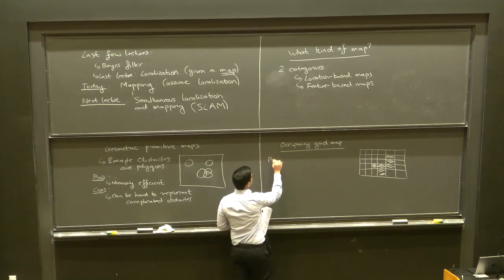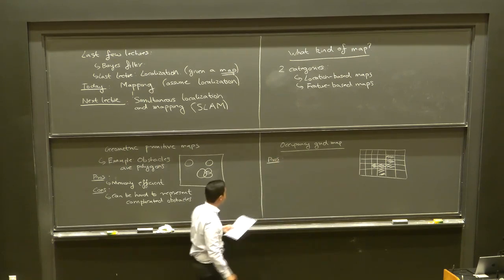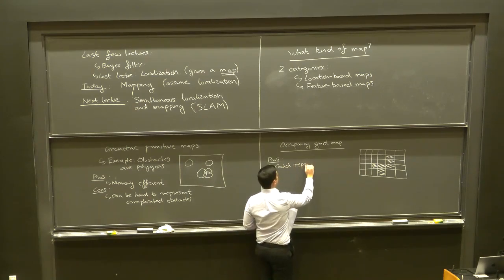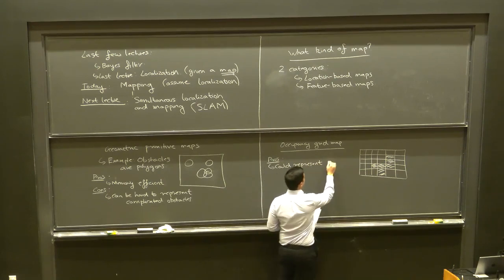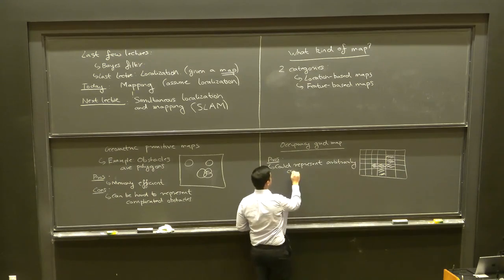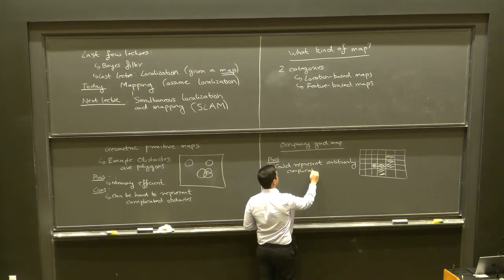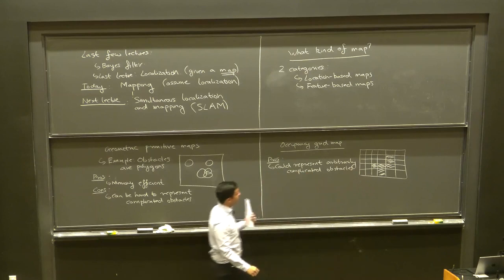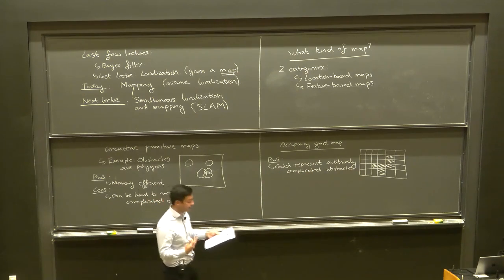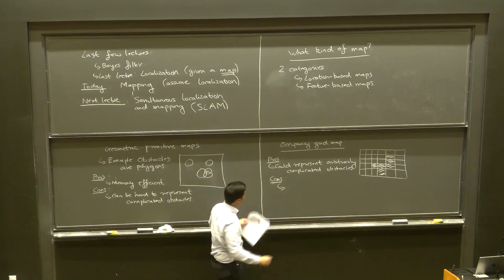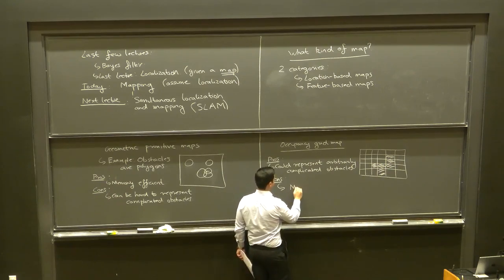So the advantage of this representation potentially is that we can represent arbitrarily complicated obstacles by making the grid finer and finer. But I guess the downside is that it could be pretty memory intensive.